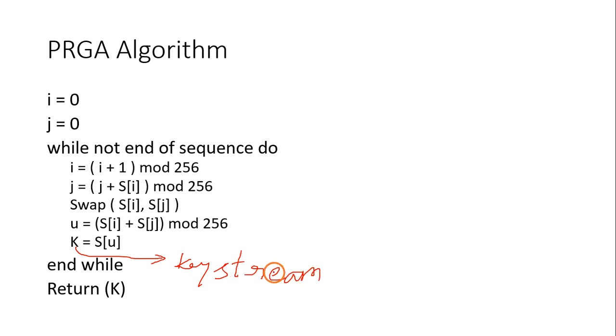Why I'm saying it is a stream is because this line is inside a loop. So this is a while loop, right? So it is going to keep on generating the value K, and we are returning that K. So this goes as one of the components for the XOR operation, where the other component is the byte from the plain text. That's all. So this is how RC4 works.